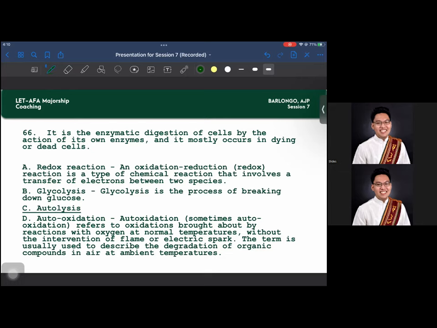Auto-oxidation sometimes refers to oxidation brought about by reactions with oxygen at normal temperatures without the intervention of flame or electric sparks. This term is usually used to describe the degradation of organic compounds in air at ambient temperature. All of these things are pertaining to a reaction, but it will really be a big help if you will know at first kung saan ginagamit ito mga ito, because you could use that as a filter in answering this, and of course eliminating items from the choices.